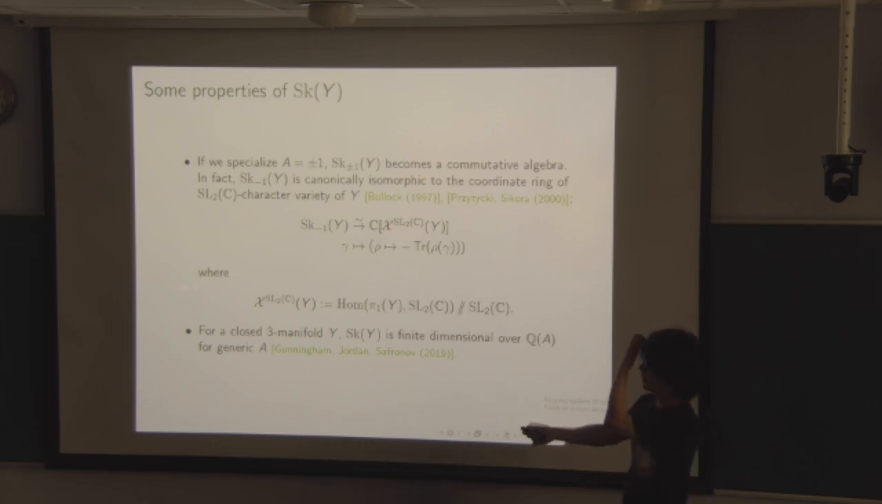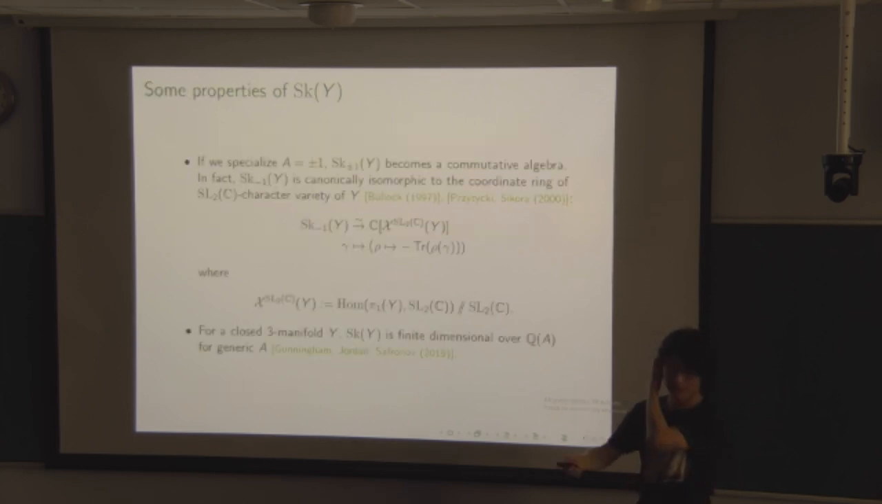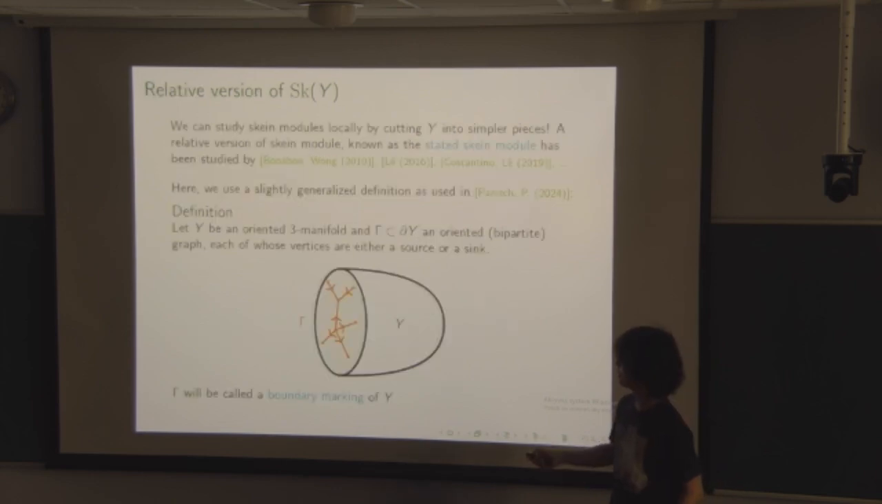Also, another fact that was already mentioned by Rhea, even though we won't use it, is a very nice recent result by Gunningham, Jordan, Safronov, that when Y is a closed three manifold, the skein module turns out to be finite dimensional over the field of rational functions in A. Okay, so that was a lightning review of what probably most of you are familiar with.